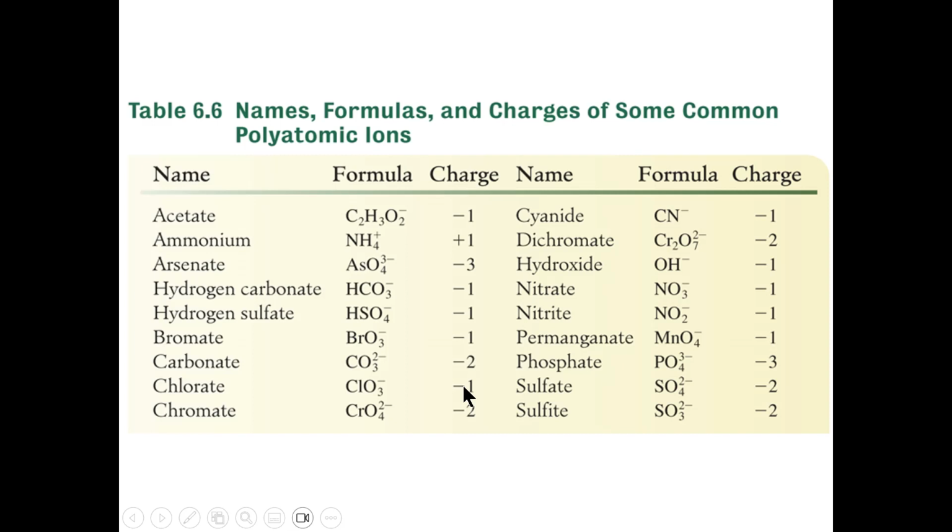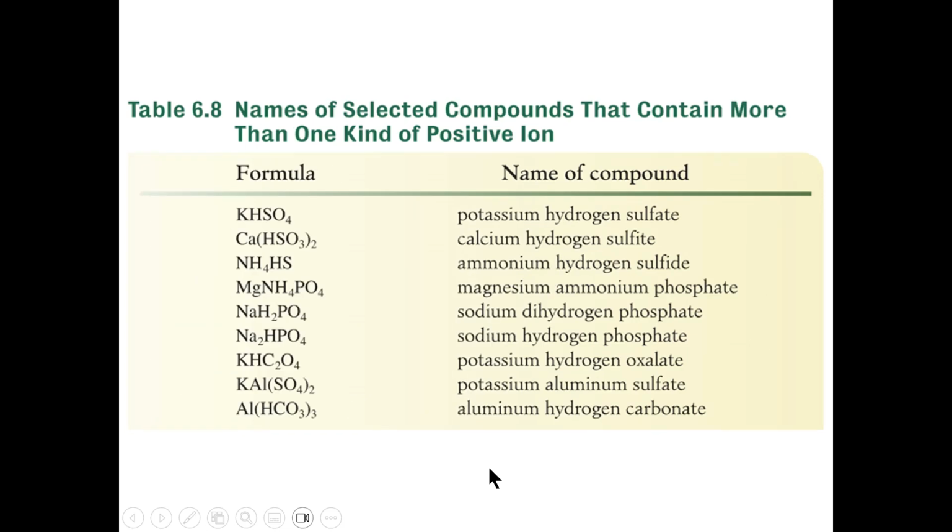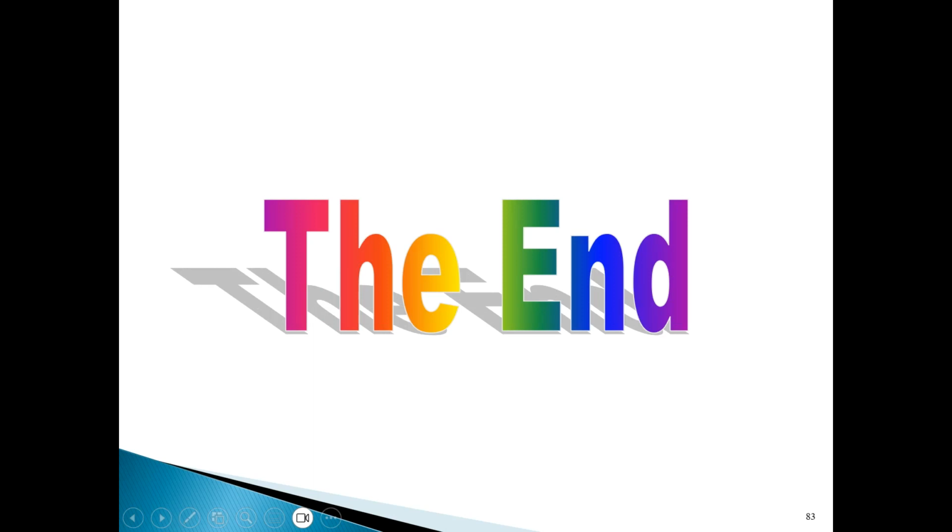Okay, so this is just a list of different polyatomic ions and their charges. As I said before, the more comprehensive list is provided in that table I've posted in Canvas. And these are some compounds that contain polyatomic ions, all right? Their formulas and their names, all right? And that's pretty much it. So that's it for this chapter.